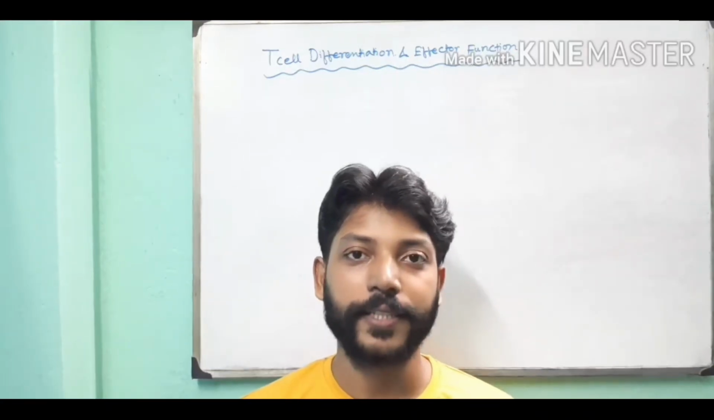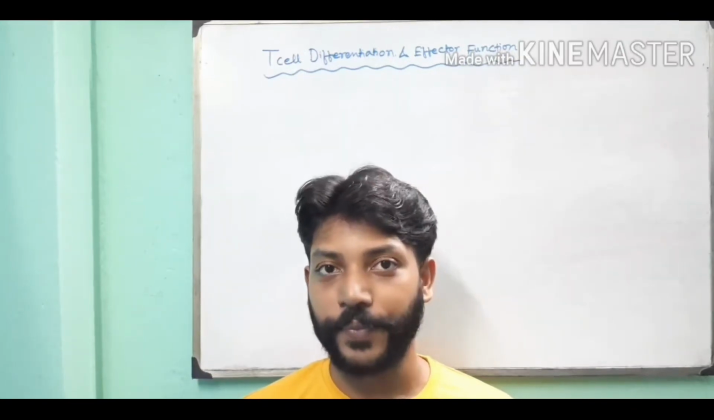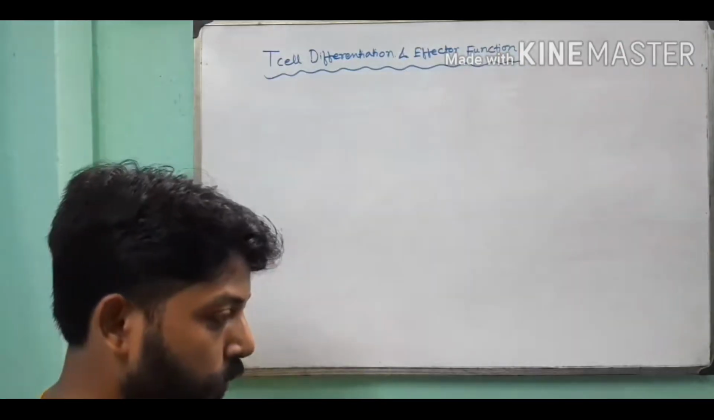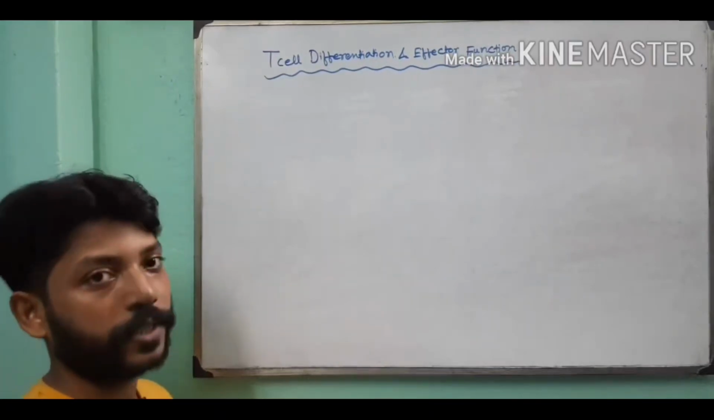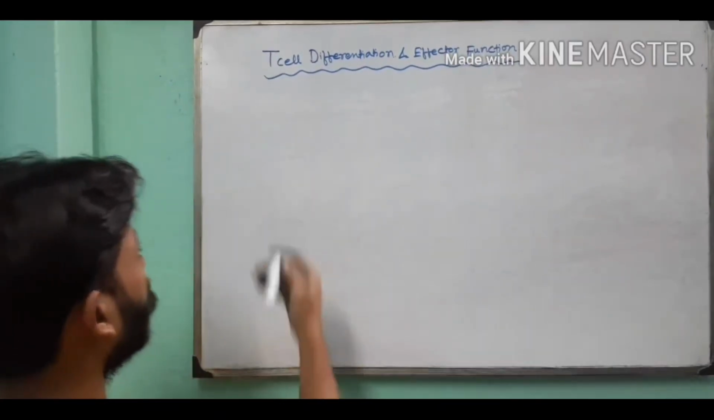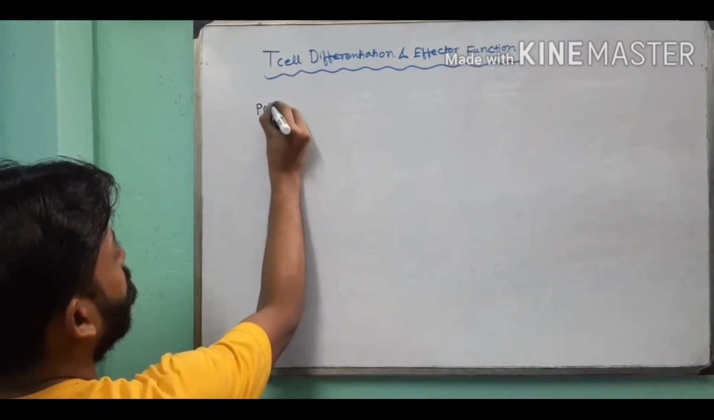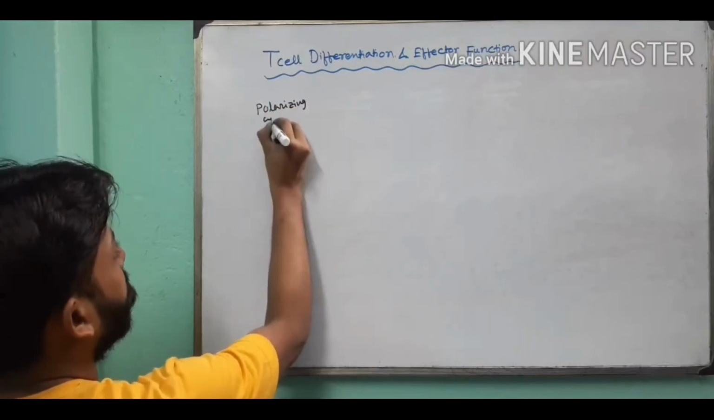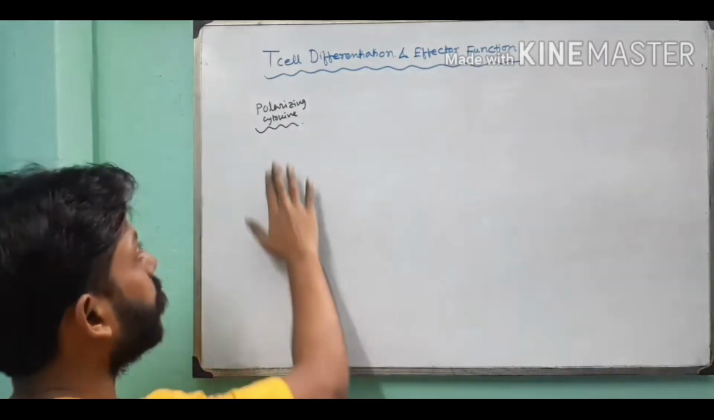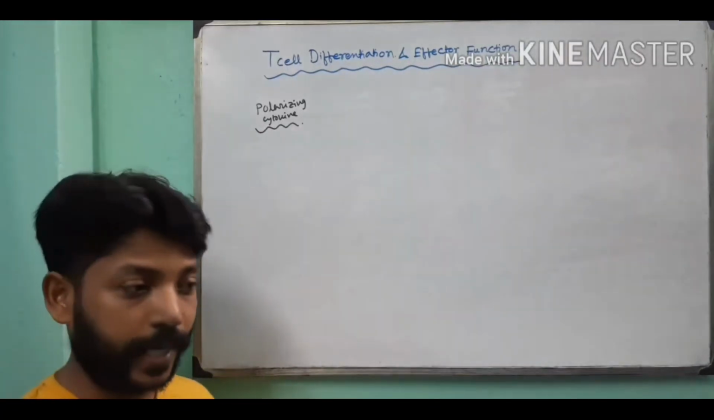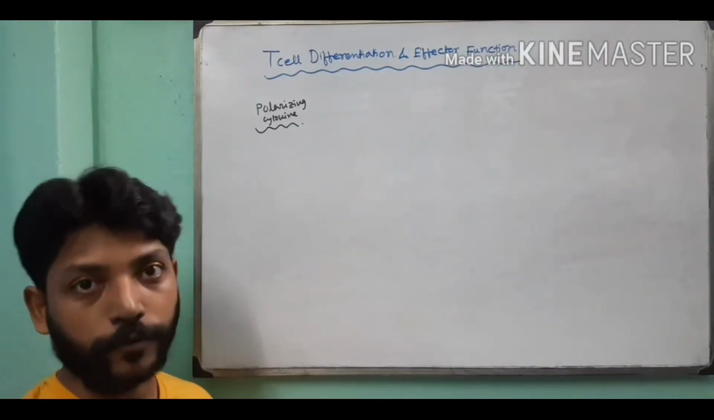In this class, I will discuss T cell differentiation and their effector functions. But before you learn the different subsets of T cells and effector functions, you must know one thing called polarizing cytokines. Depending on the cytokine, different subsets can be produced. So polarizing cytokines actually determine the subset of T cells.